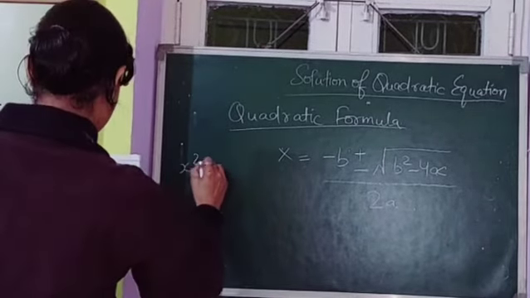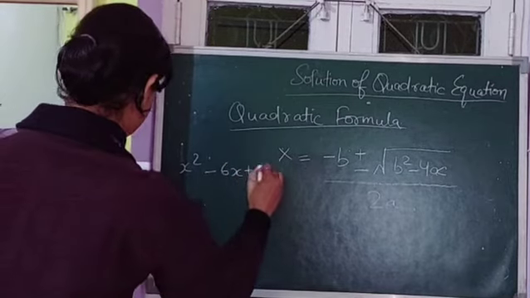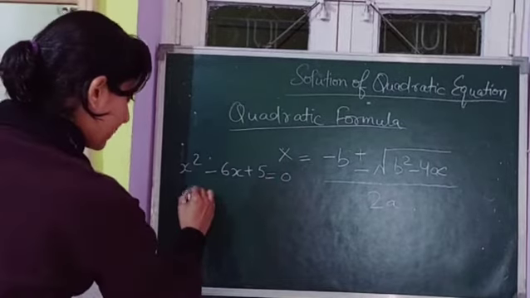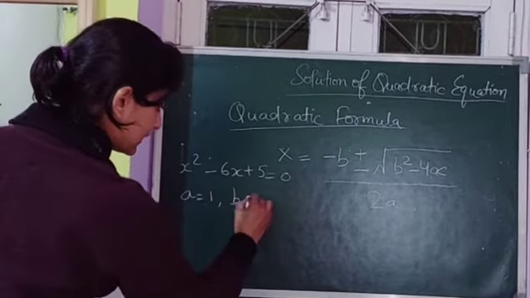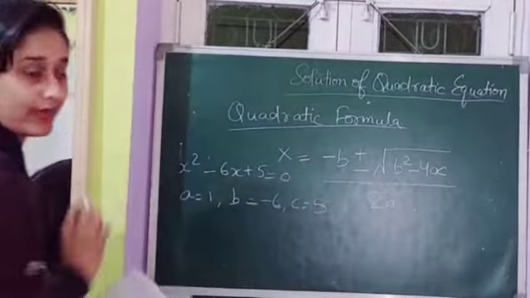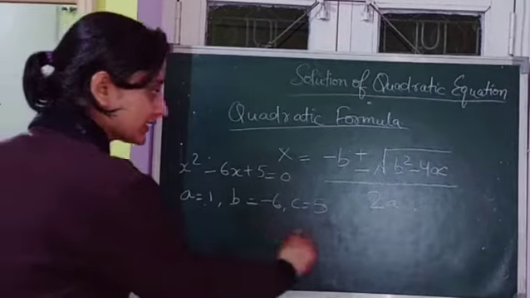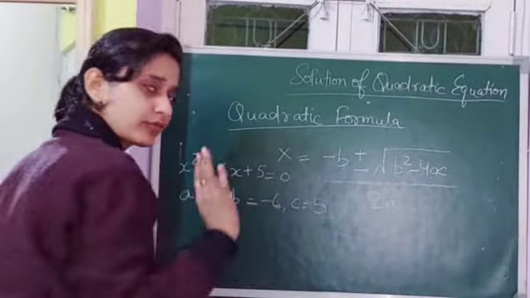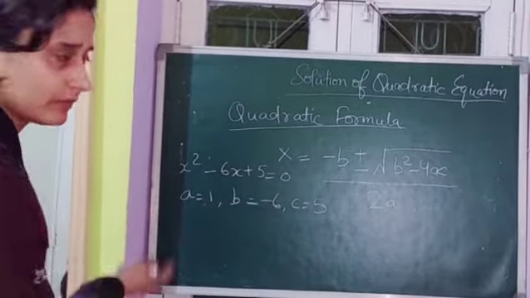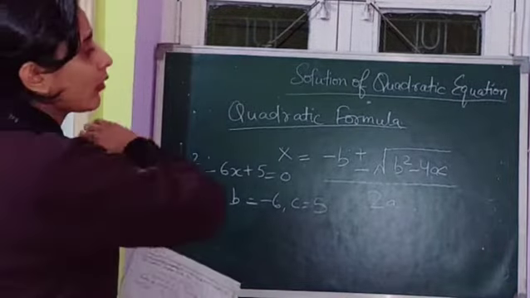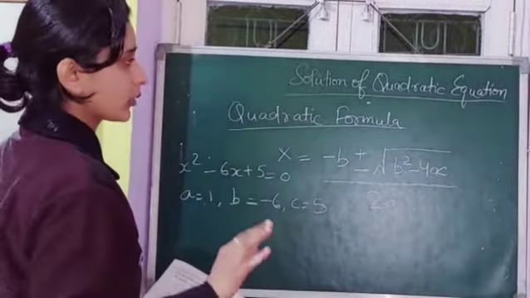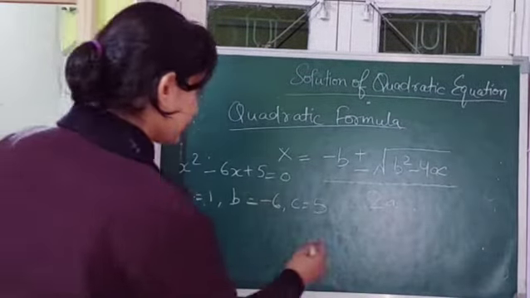x square minus 6x plus 5 equals to 0. Here the value of a is 1, the value of b is minus 6, and the value of c is 5. We will put all these values in this formula, and this formula will give the value of x. This is a very simple formula, and it can solve all types of quadratic equations. It is not limited to any particular quadratic equation.